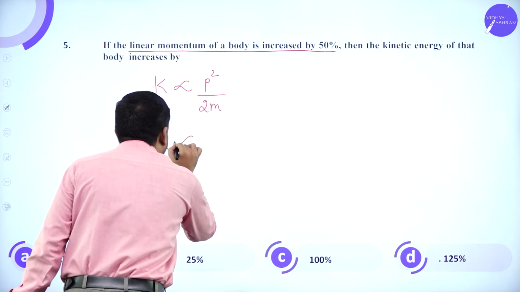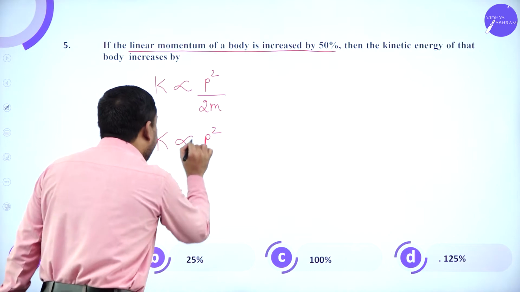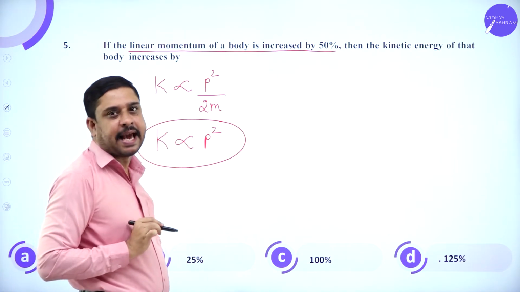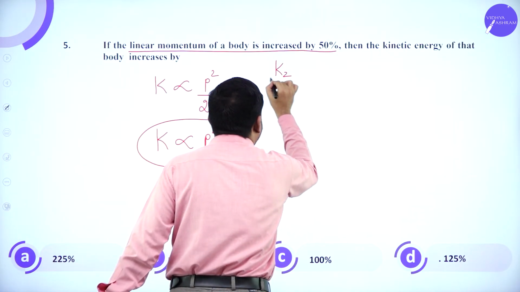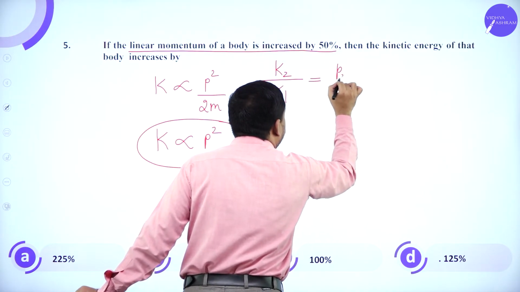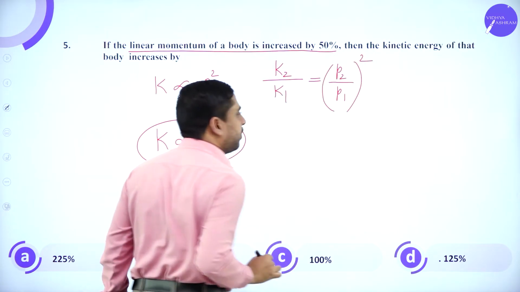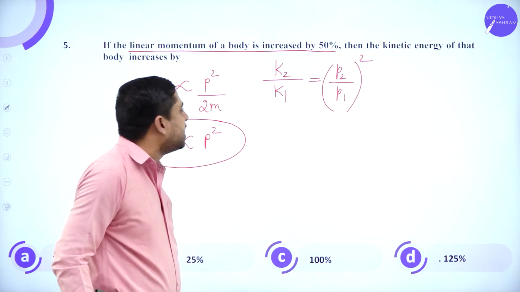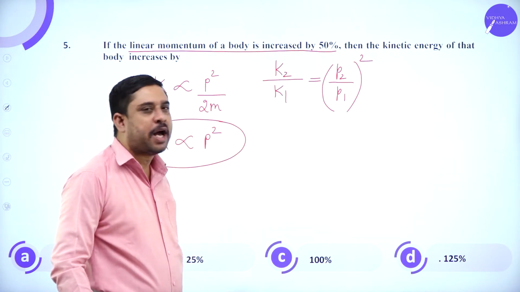So, K is proportional to P square, under the assumption mass is the same. Now, therefore, K2 by K1 is P2 by P1 but whole square. According to this expression, K proportional to P square, K2 by K1 is P2 by P1 whole square.